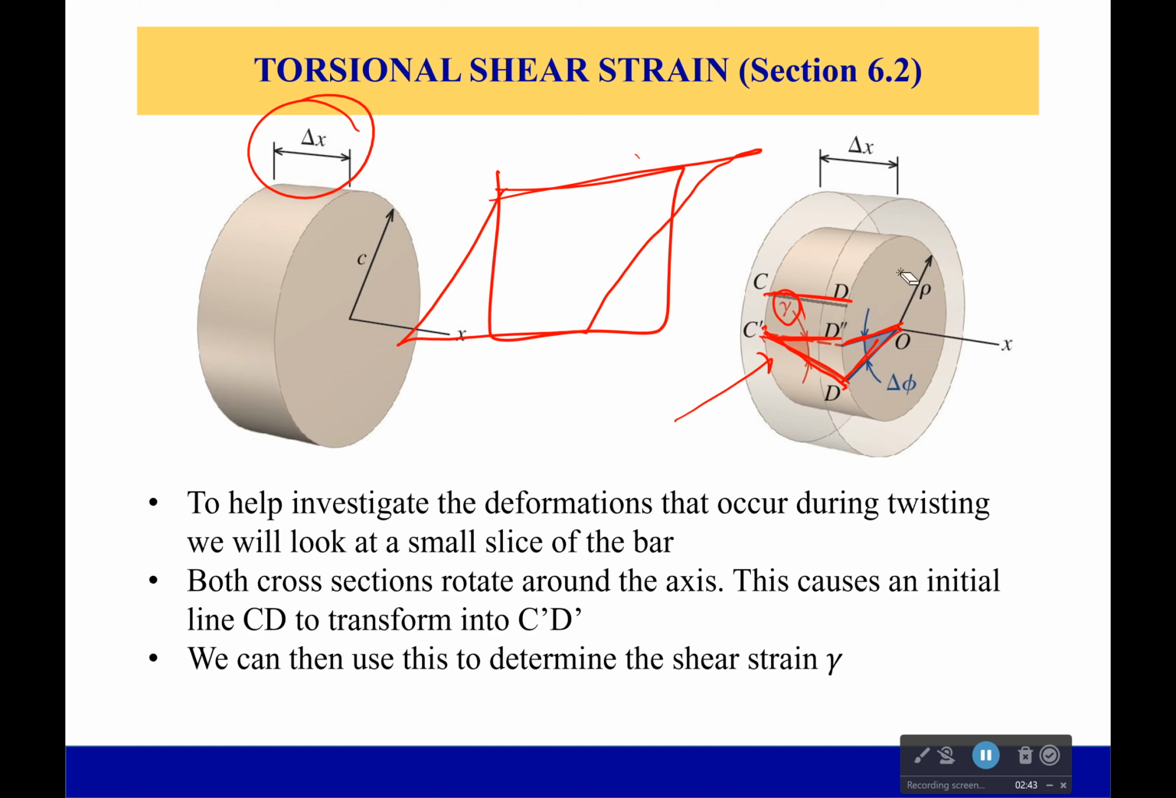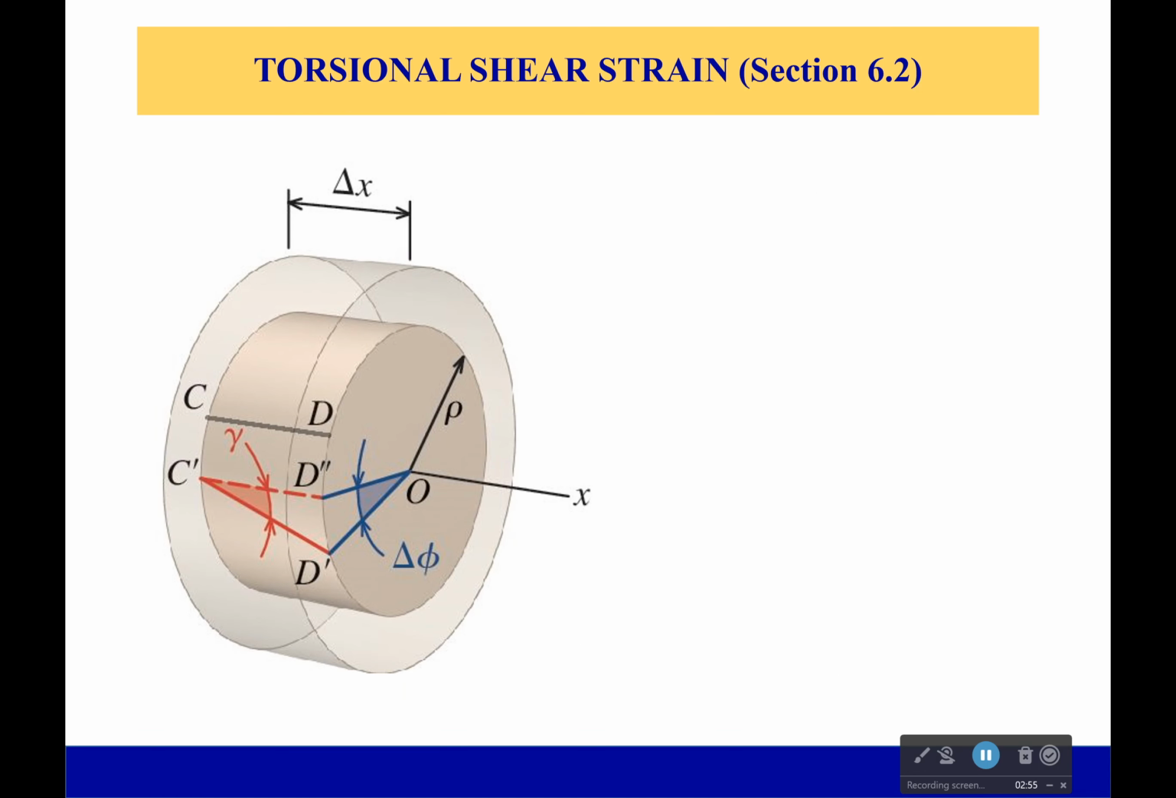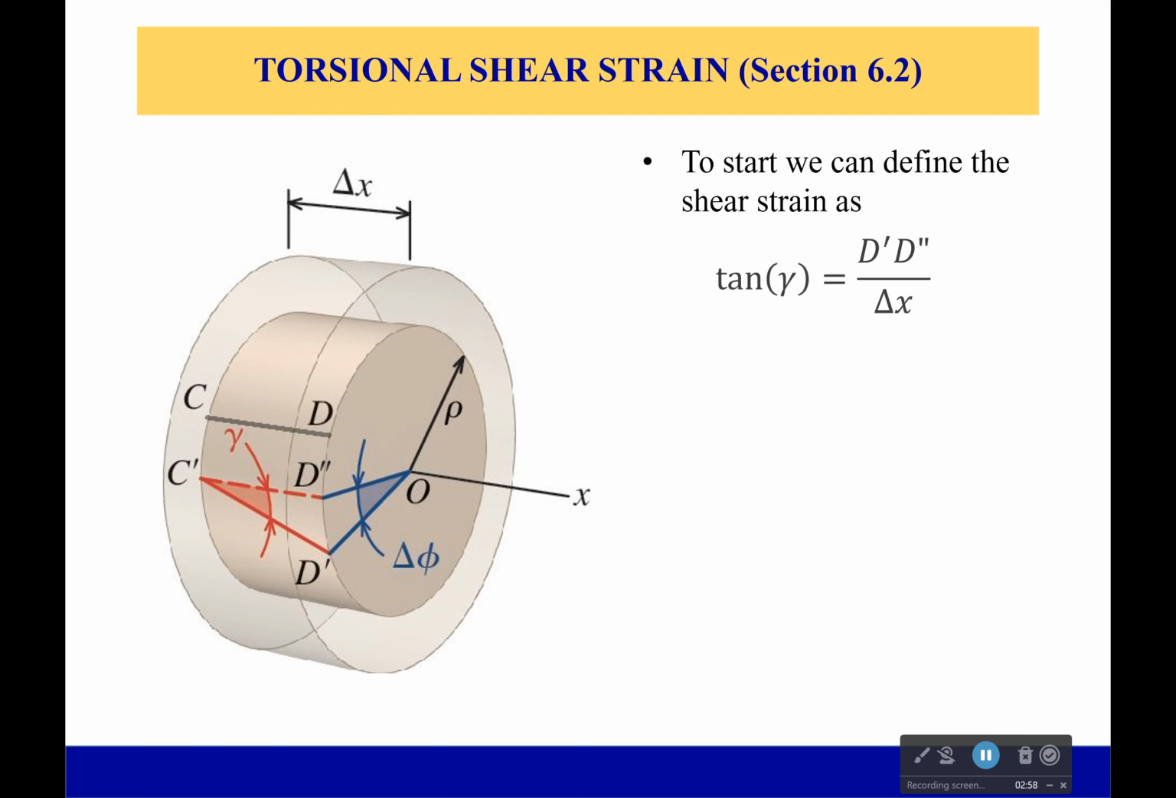The second thing to think about is that this line CD and CD prime is not on the outside surface. This is actually on the inner surface right here, which is a distance rho from my center line. So let's zoom in a bit. First thing we can do is define shear strain as the distance between D prime and D double prime, right here, delta x. Now that's simply opposite over adjacent. If you're thinking, well, that's not quite the case because that's a curved line right here, remember that this is for very, very small angles, and so that curved line becomes a straight line when we go very small. At least it's similar enough that it doesn't matter.